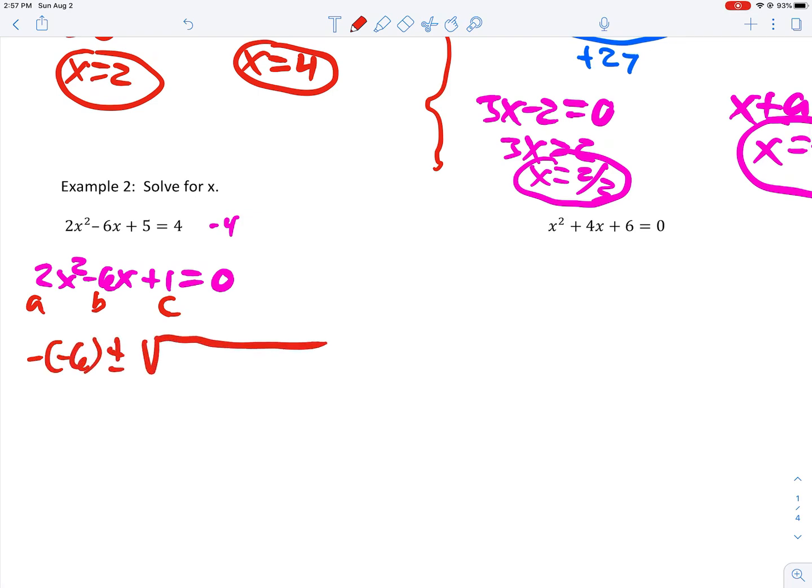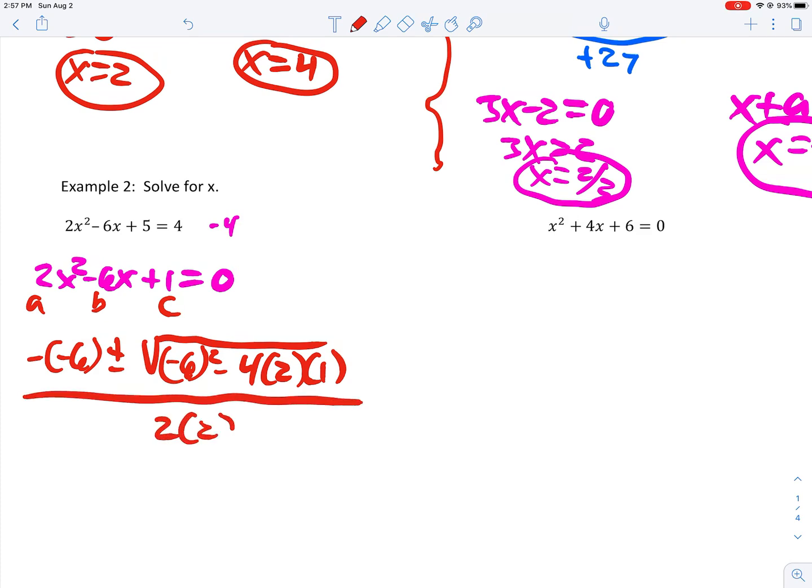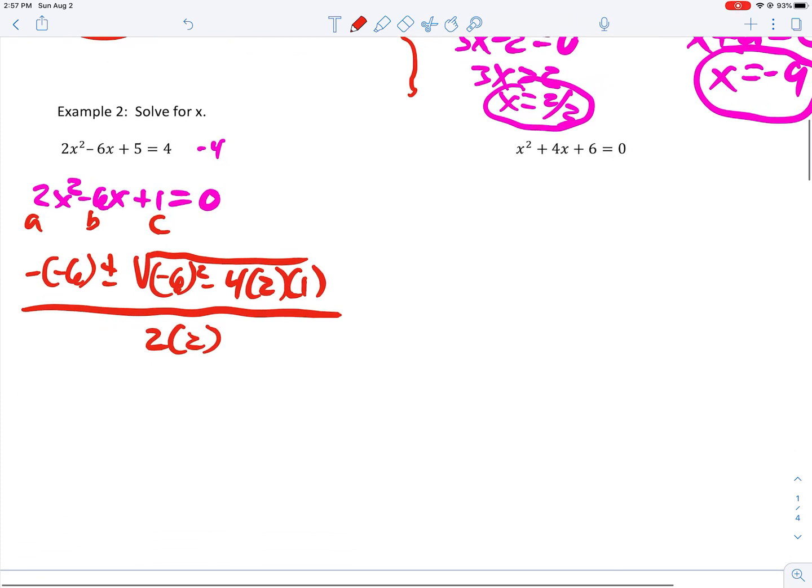So minus B, so minus a minus 6, plus or minus 4 times A. Oh, whoops, getting ahead of myself. Got to remember to square B. Minus 4 times A times C, all over 2A.